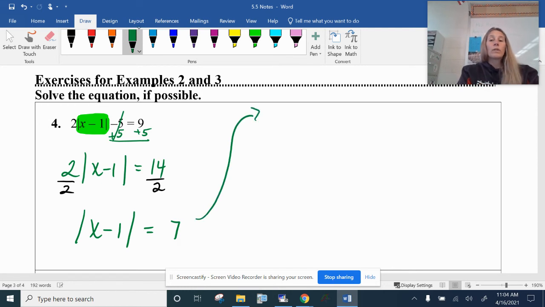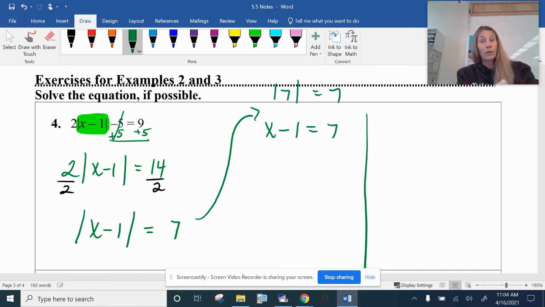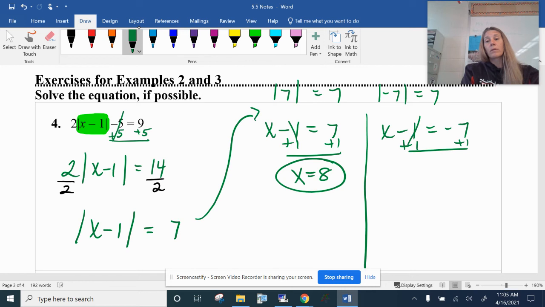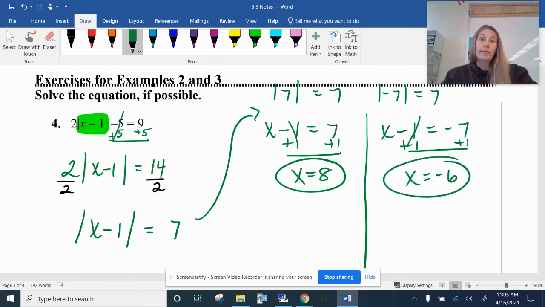So now I'm going to solve this the 2 different ways. I have x minus 1, which could equal positive 7 because the absolute value of positive 7 equals 7. But x minus 1 could also equal negative 7, because the absolute value of negative 7 also equals 7. So now we just want to solve for x by adding the 1 on both sides here. And we have x equals 8 or x equals negative 6.